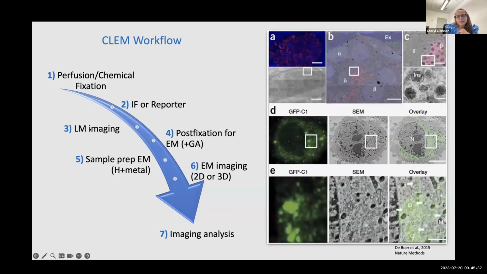Then we perform the light microscopy imaging at high resolution. Then we post-fixate the same tissue for EM, where we can add glutaraldehyde to preserve the ultrastructure of this tissue. Then we run the sample preparation for EM with the heavy metal protocol. Then we move to EM imaging, 2D or 3D. We can use both, and they can give you different kinds of results, and at the end we need to finish with image analysis.